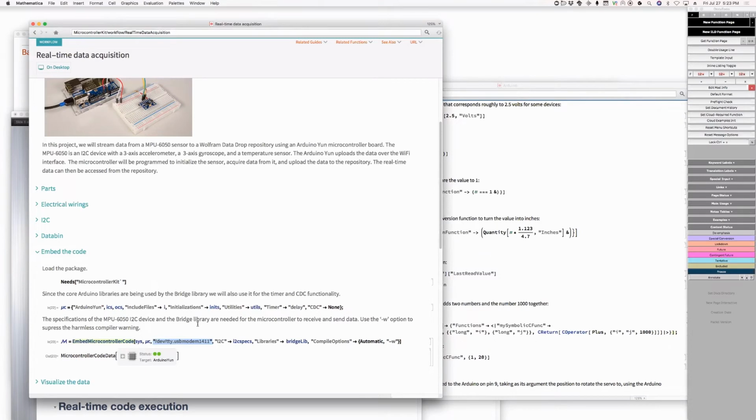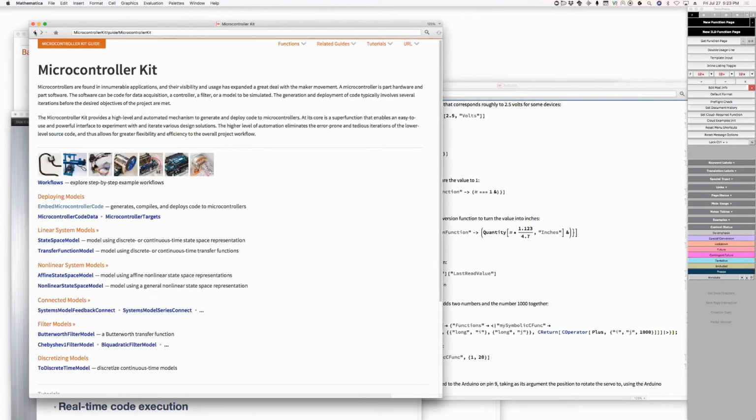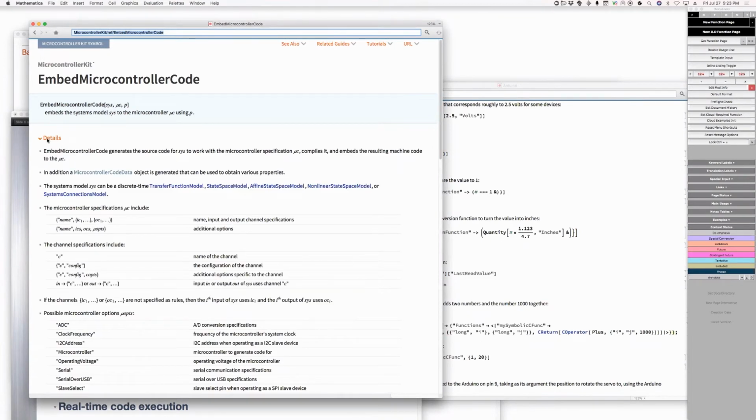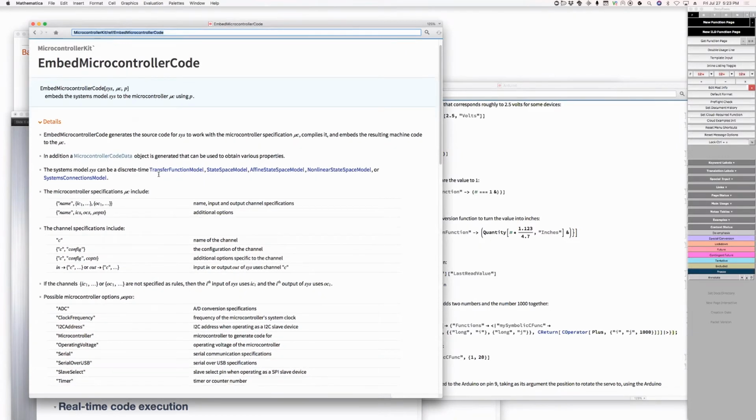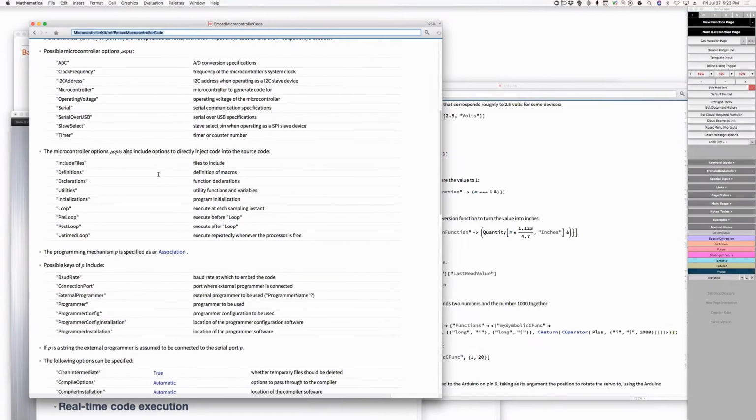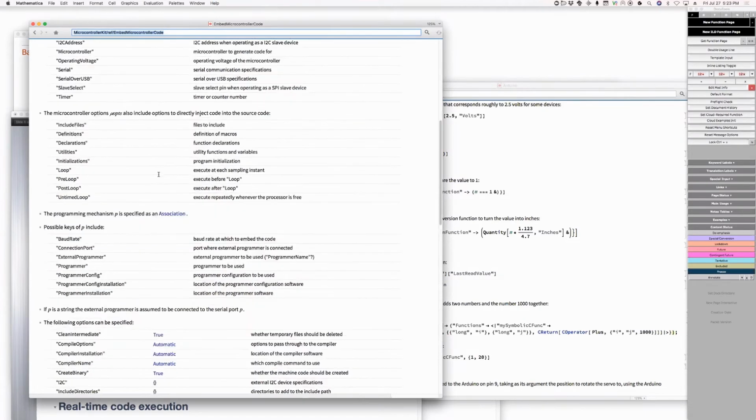You can look at Embed Microcontroller Code, and in the details section, we show the different keys of that association. The third argument, as I said, is actually an association. This is getting into the design of this. If you go down, this is the third argument. So for the programming, we can say what the connection port is and what programmer we're using. What is a programmer?